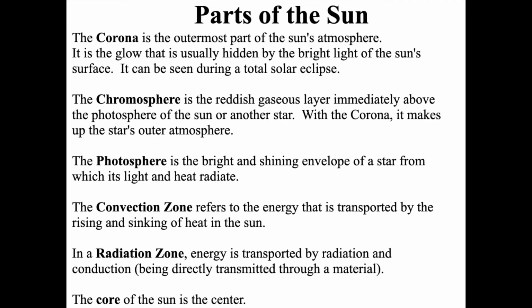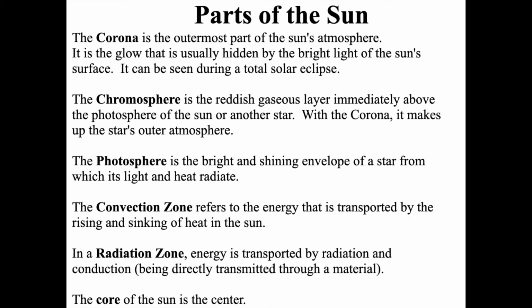When we have a total eclipse, and we'll be talking about what that is in just a little bit, that is what we're going to actually see. The corona is the glow around the sun. Then we move more interior. This is going to be the chromosphere. This is the reddish gaseous layer that's basically right above the photosphere. Chromo refers to color. This is the red, orangey color that we're going to be seeing from the sun, and this makes up the star's outer atmosphere.